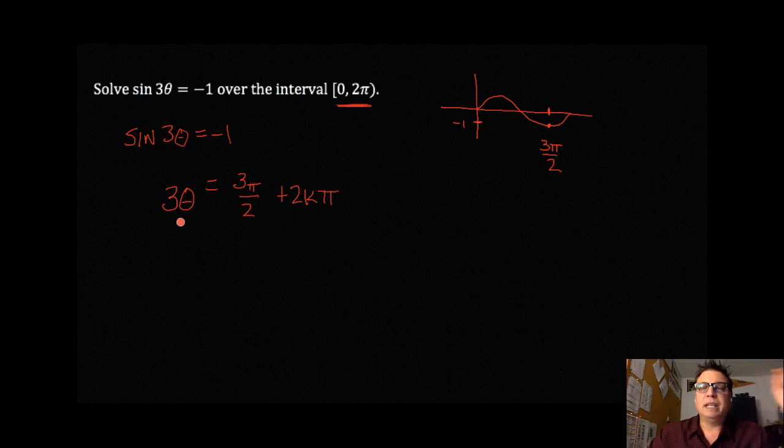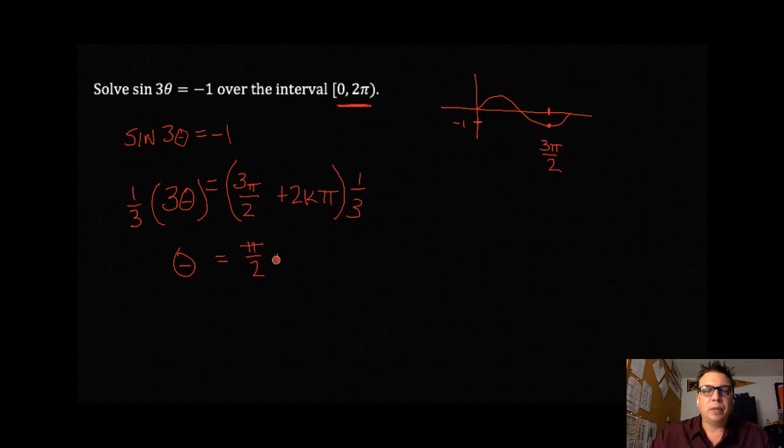But the problem is, in the last example, I just had x. Here I have 3x. So what I need to do is multiply both sides by 1/3, which is the same as dividing by 3. But I'm multiplying by 1/3 because I have a fraction here already. So now I get theta is equal to 3 pi divided by 2 times 1/3. That's going to be pi divided by 2 plus 2/3 k pi.